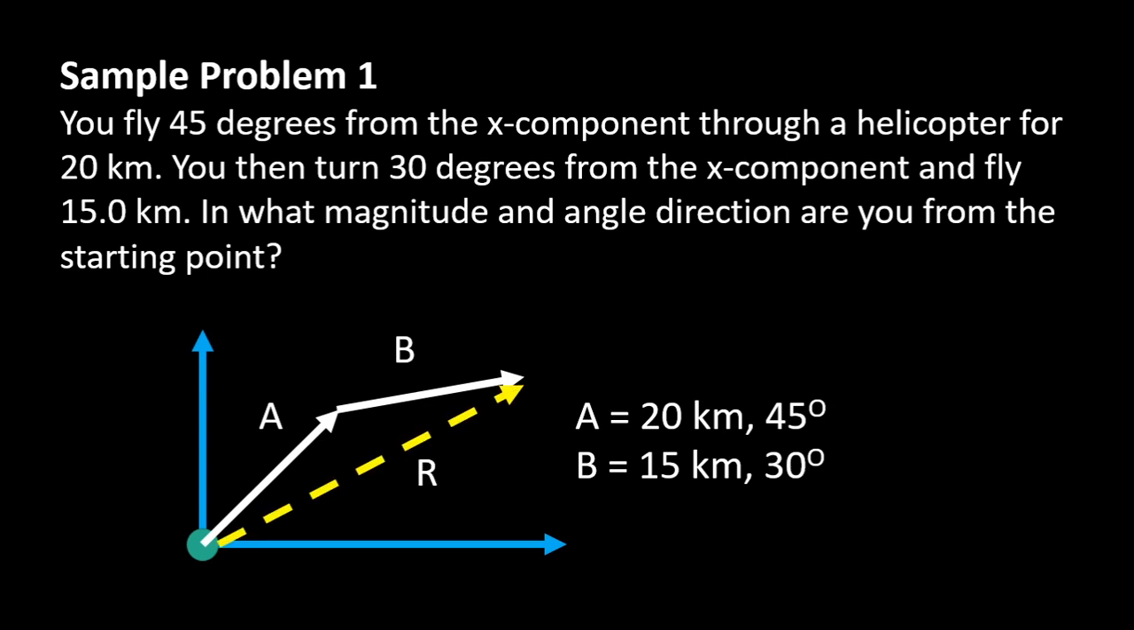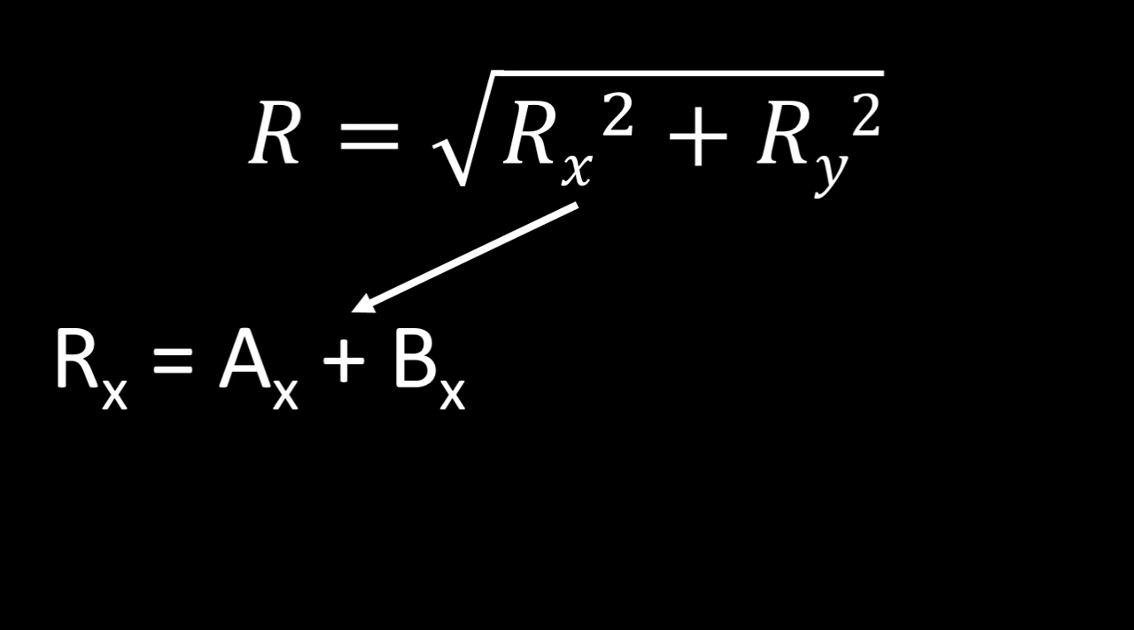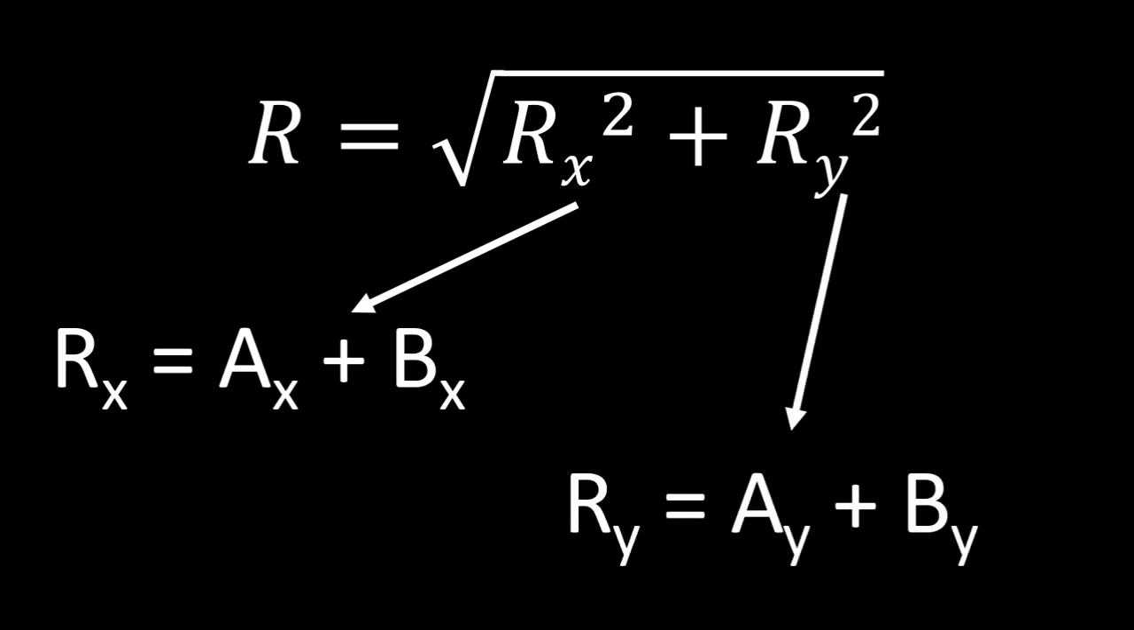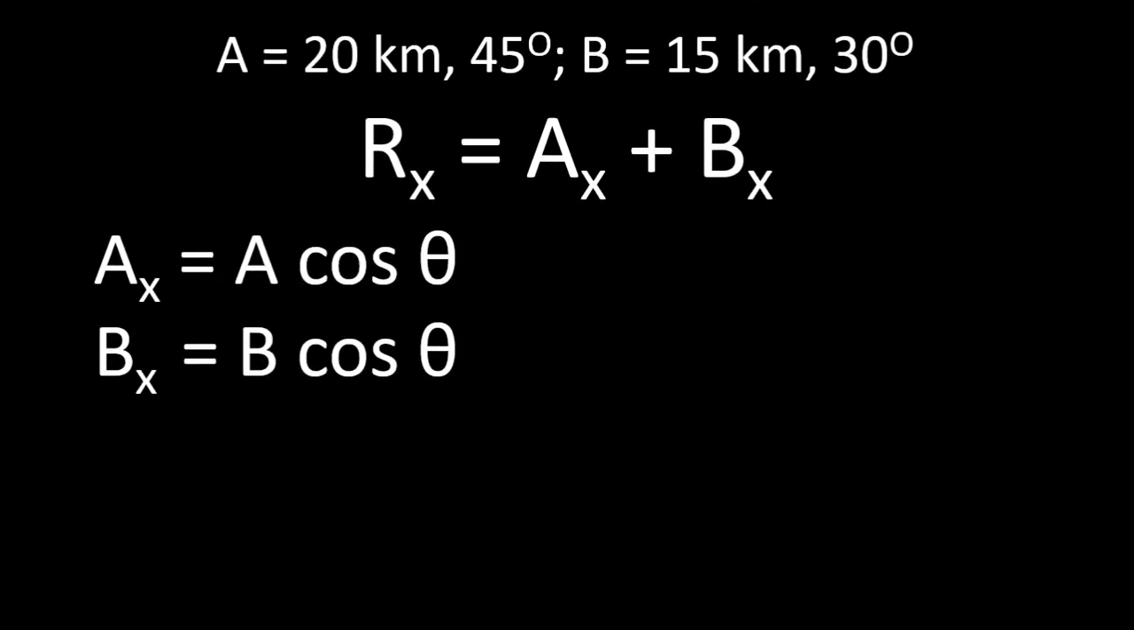So how can we compute the resultant vector? In order to find it, we use this formula: R equals the square root of Rx squared plus Ry squared. To find the resultant vector in the x-axis, we just add Ax plus Bx. For the resultant vector in the y-axis, we use Ay plus By. Let's proceed with finding the resultant in the x-axis. As you can see, we use the cosine trigonometric function to find the x component. Let's substitute the given values into our formula.